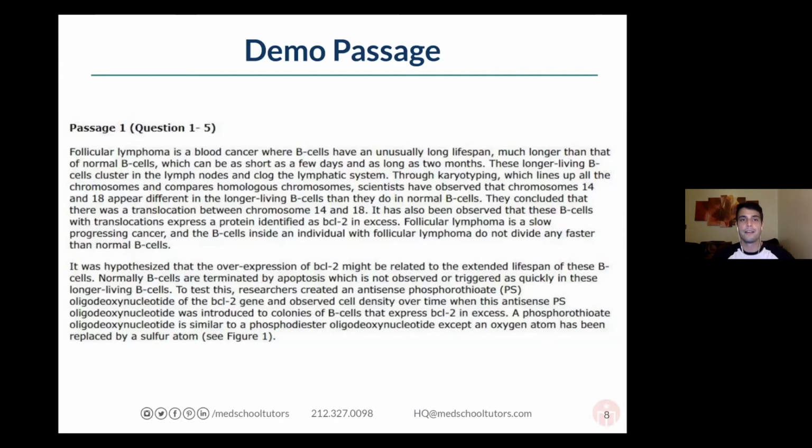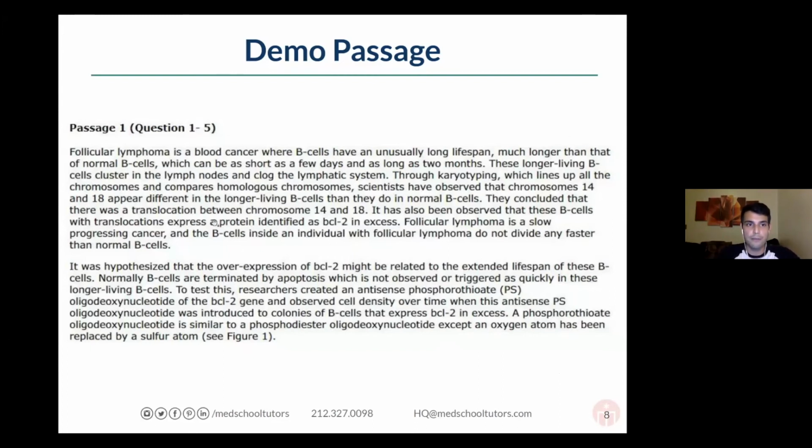So, alrighty. I'm just going to read this out loud exactly how I'd read it on a test day. Okay. So follicular lymphoma. So already I'm rethinking that as FL is a blood cancer where B cells have an unusually long lifespan, much longer than that of normal B cells, which can be as short as a few days and as long as 2 months. Okay. So FL, B cells have a really long lifespan. That's all I got out of that.